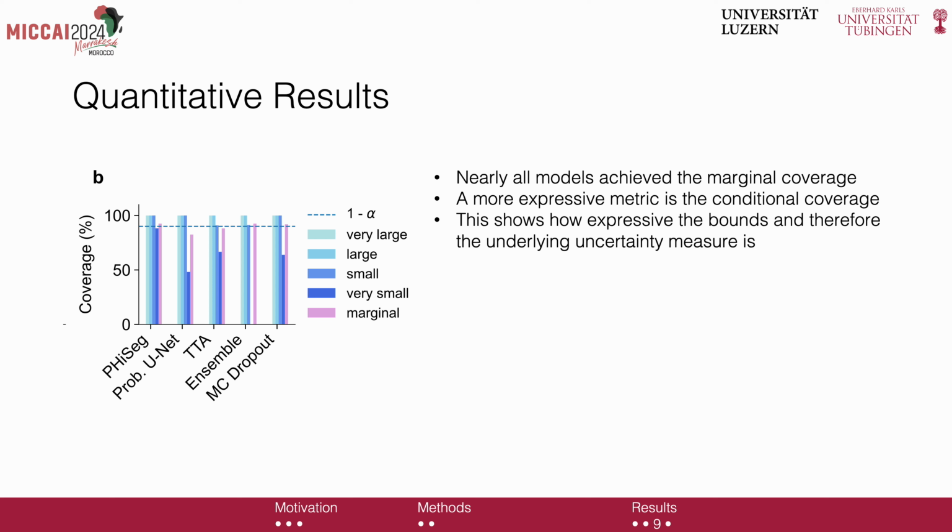As previously mentioned, nearly all models achieved the marginal coverage at the user-set probability of 90%, which is the blue dashed line. A more expressive metric is the conditional coverage, so the coverage conditioned on the size of the predicted performance range. This shows how expressive the bounds and therefore the underlying uncertainty measure is. For example, very large intervals cover a range of 0.5. This could include an estimated range from 0.4 to 0.9 or 0.1 to 0.6. For all ranges that fall within that category, we compute the coverage. This is then repeated for all 4 size categories. In that aspect, Fischer performs best.